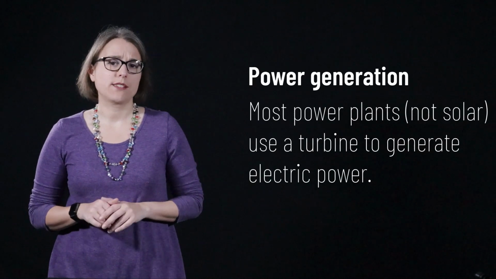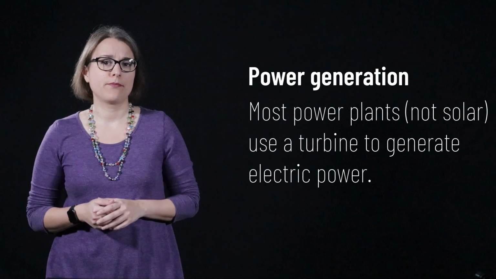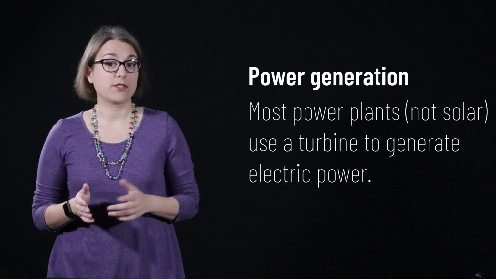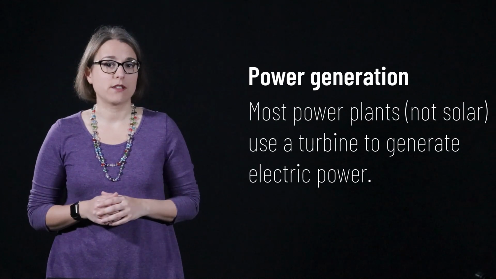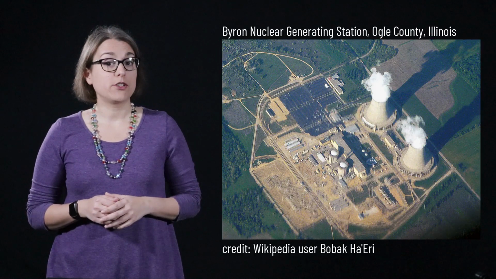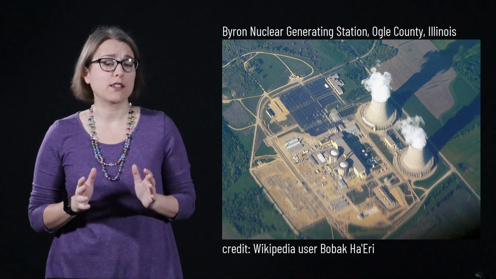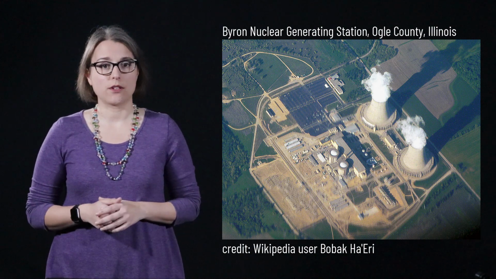Now that we've learned about how power plants generate electricity, let's discuss how that electricity gets distributed to our homes. The process starts at a power plant, most of which generate power using a turbine. Depending on the type of power plant, nuclear, coal, gas, or wind, the power generated by a power plant will be vastly different. As an example, the Byron Nuclear Generating Station in Ogle County, Illinois, has a capacity of approximately 2 gigawatts, that is, 2 billion watts of power.